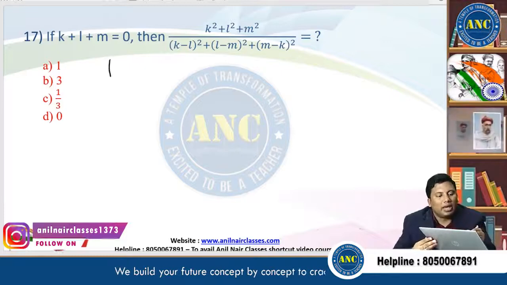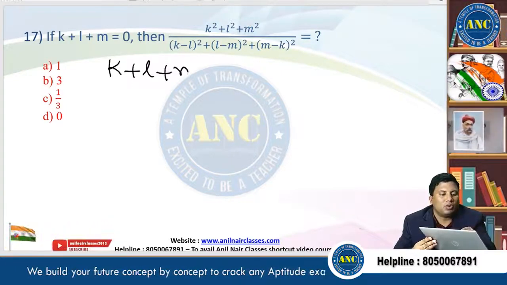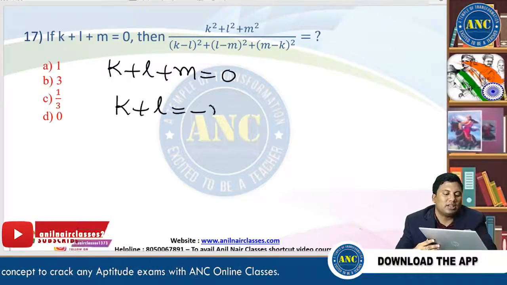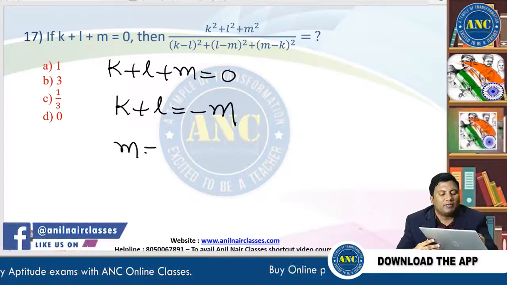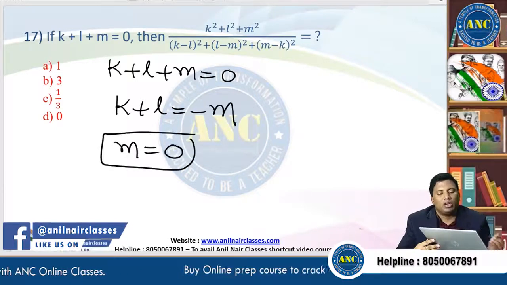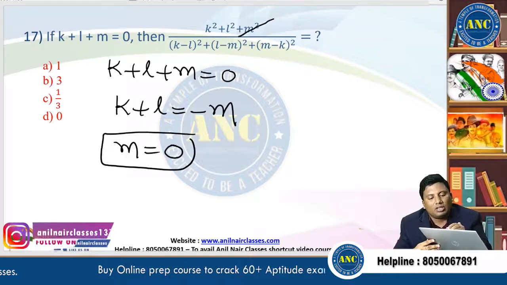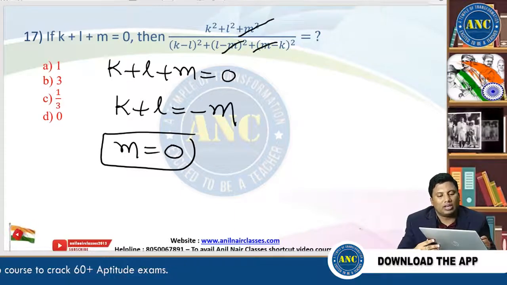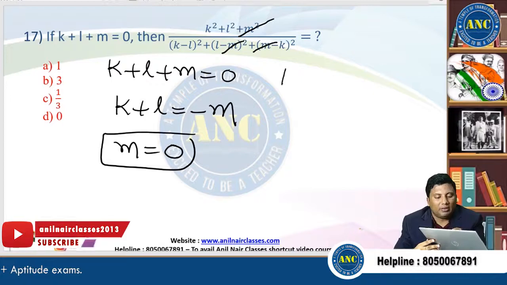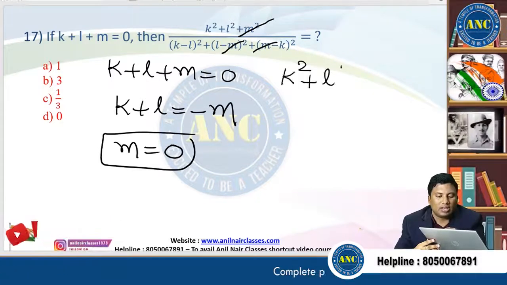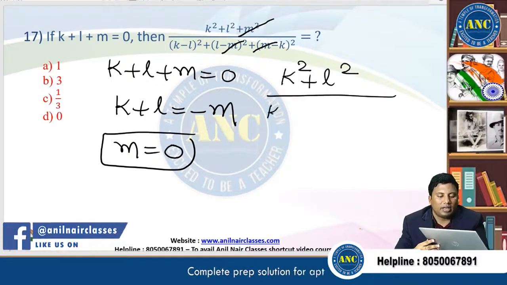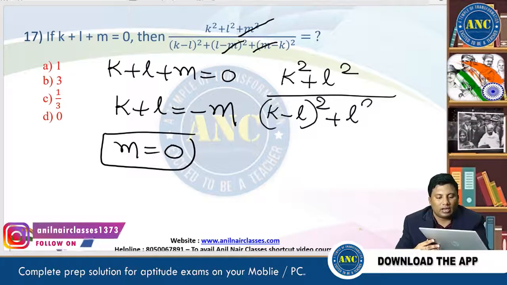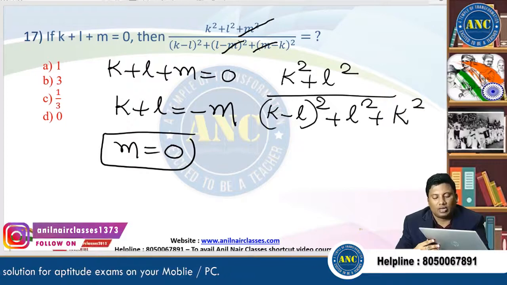Another question. K plus L plus M is 0. If K plus L plus M is 0, K plus L is equivalent to minus M. M value is nothing but 0. If M value is 0, this is out and this is out. So what is finally remaining? Finally remaining is (K square plus L square) whole divided by (K minus L) whole square plus L square plus minus K whole square is K square.